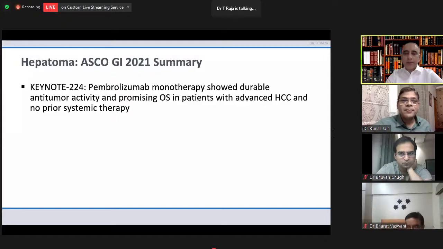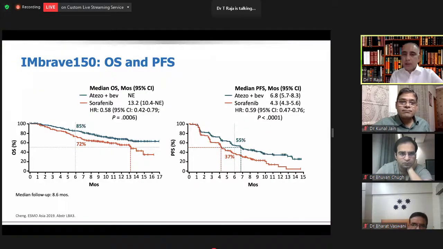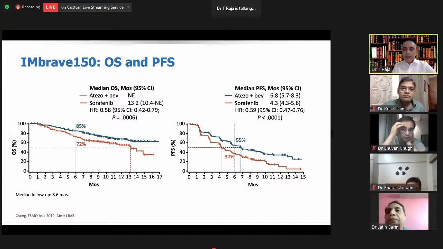Okay. So, Dr. Jatin, IMbrave150, much alluded to the data, and the impressive overall survival and the PFS that was presented at ESMO late 2019, and then appeared in publications last year, and also was updated at ASCO last year. Dr. Jatin, how practical?